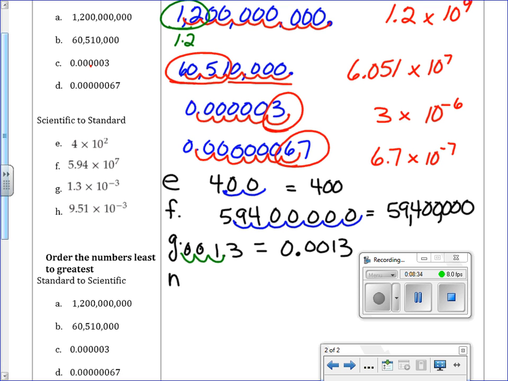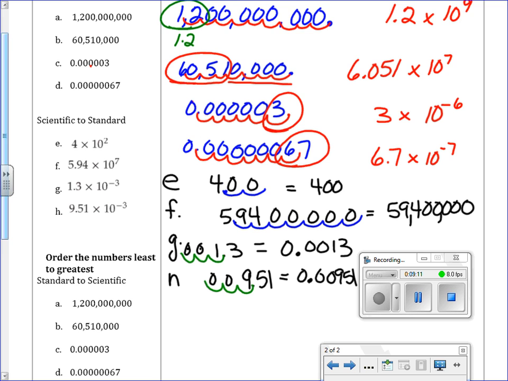H. I have 9.51 times 10 to the negative 3rd. So I'm going to go ahead and move it 1, 2, 3. And I'm going to go ahead and put eggs in the basket. And I have 0.00951. And I'm going to put a 0 in front of it. So as a placeholder, that 0 in front of the decimal is just a placeholder.